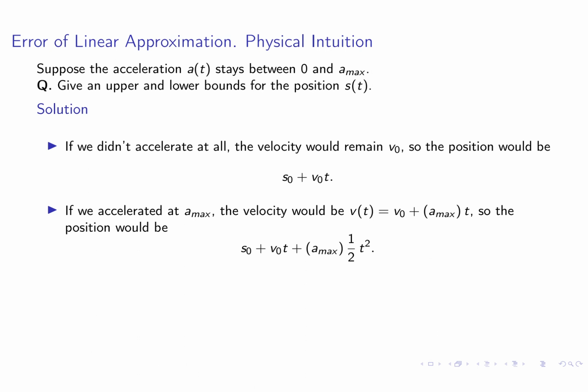Then our velocity will change. It will be the initial velocity plus the maximal acceleration times t. The true position will be the antiderivative of this velocity. So it will be the initial position plus v0 times t, and plus the antiderivative of the last term, which is maximal acceleration times 1/2 t squared.